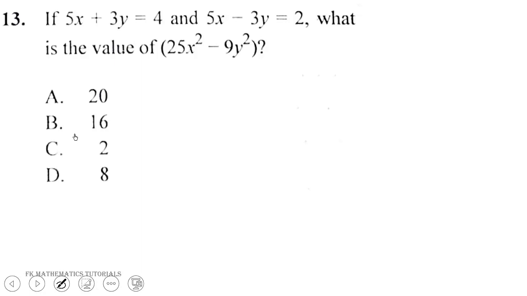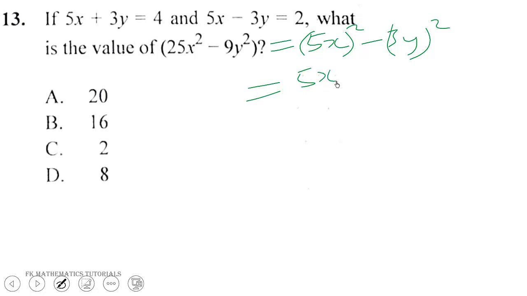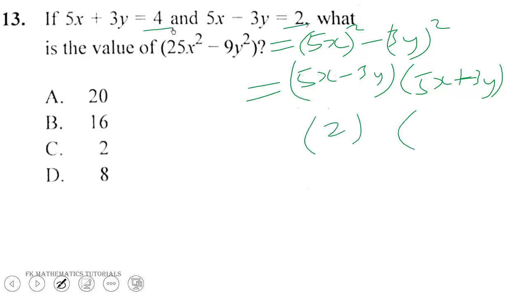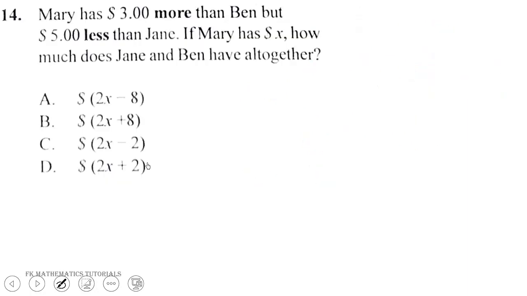If 5x plus 3y is equal to 4 and 5x minus 3y is equal to 2, what is the value of 25x squared minus 9y squared? So first of all, write this as difference of 2 squares. So 25x squared is same as 5x all squared minus 3y all squared. So difference of 2 squares: 5x minus 3y, then we have 5x plus 3y. Now from the question, 5x minus 3y is equal to 2. Then 5x plus 3y is equal to 4. So that will give us 8. The correct answer is option D.